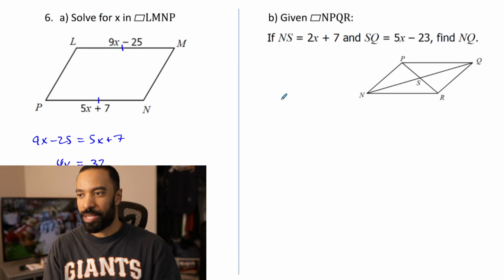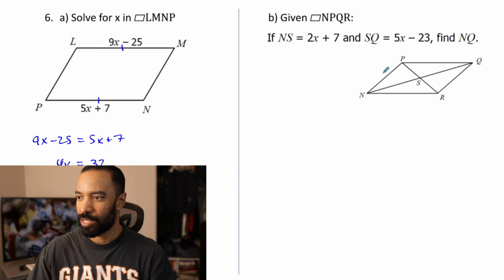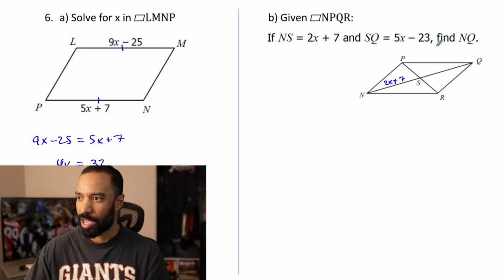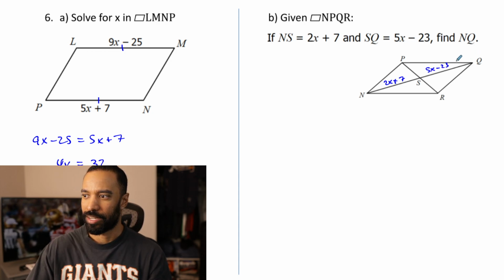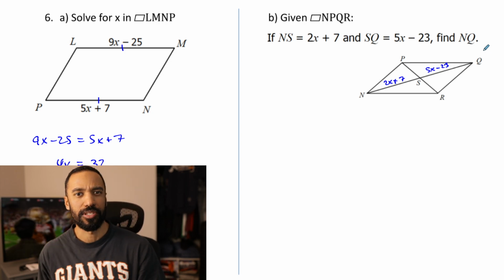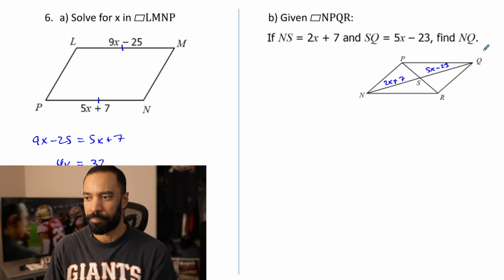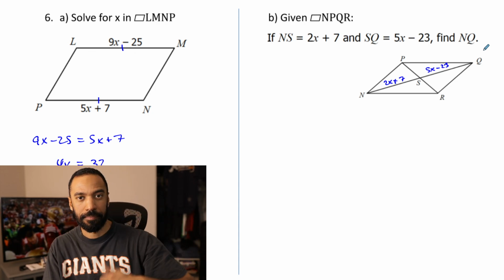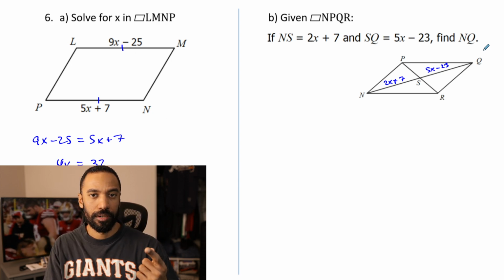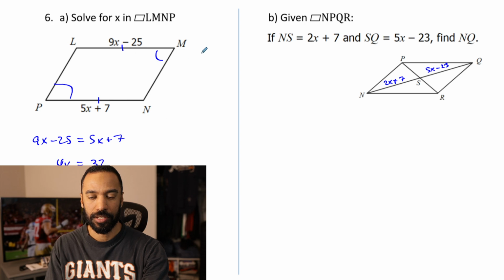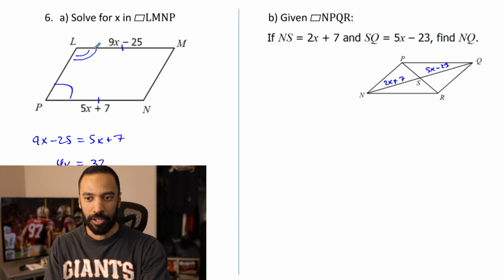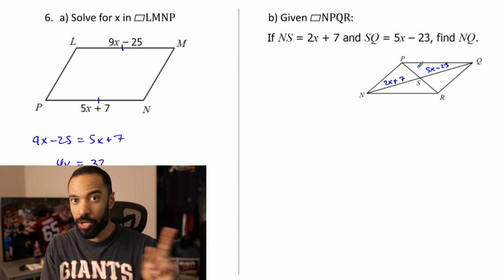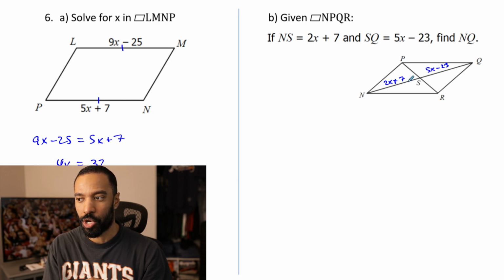Okay, letter B. Given parallelogram NPQR, if NS is 2x plus 7 and SQ is 5x minus 23, find NQ. Let me list off some of the properties. I don't know if we're going to run into them, and I just want to make sure that we do. Parallelograms: opposite sides parallel, two pairs of them. Both pairs of opposite sides are congruent. Both pairs of opposite angles are congruent, like these guys. Any set of consecutive angles in a parallelogram are supplementary. They add to 180. And the diagonals bisect each other. The diagonals aren't congruent, but they bisect each other, so the parts are congruent.